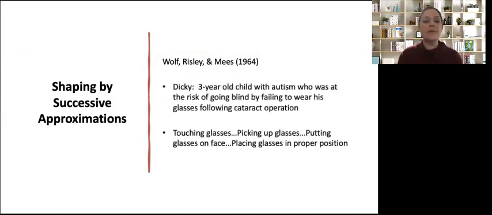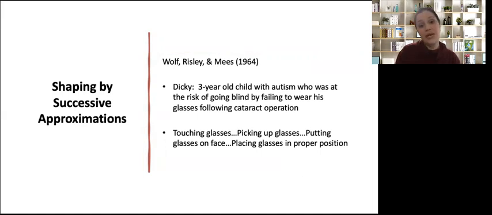Now, several experiments have been done. One experiment was done with a 3-year-old child with autism. This is just one of many examples. He was at risk of going blind if he failed to wear his corrective glasses, right? So he had a cataract operation where they corrected some of his vision, but he needed to wear the glasses to ensure that surgery was successful. They're like protective glasses while his eyes heal.